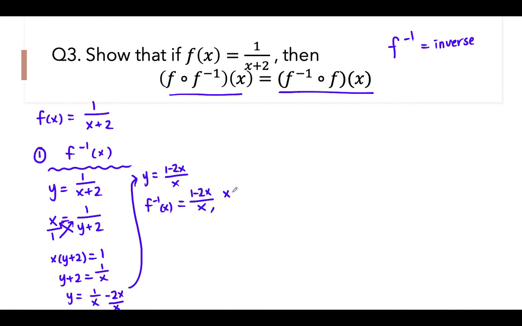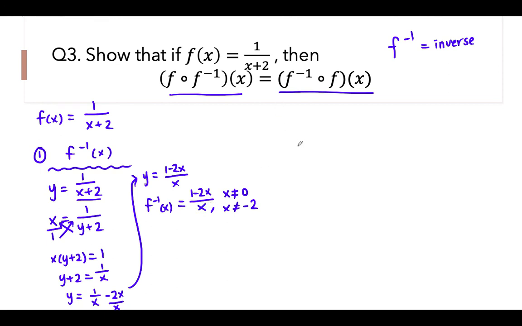And we have to say x cannot be equal to 0, right? And from my initial function, x cannot be equal to -2. So that's the restriction for my inverse.